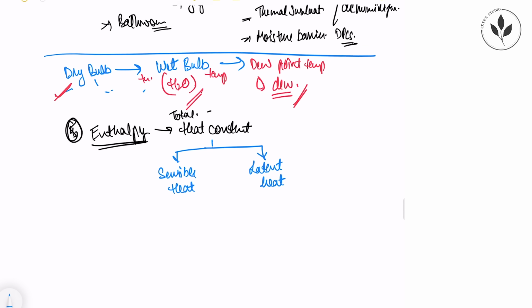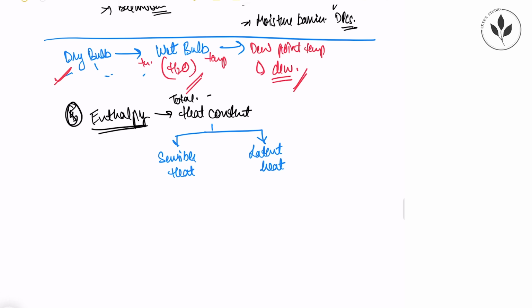Now, what is sensible heat? Sensible heat is the normal heat which we feel, which is felt as temperature. But latent heat is the heat that we feel due to the presence of moisture in the air. You might have seen the weather that we have during monsoons or after monsoons, you have certain heat in the air, but due to the presence of more moisture in the air, you feel more hotness. So that is known as latent heat, and sensible heat is the normal temperature.